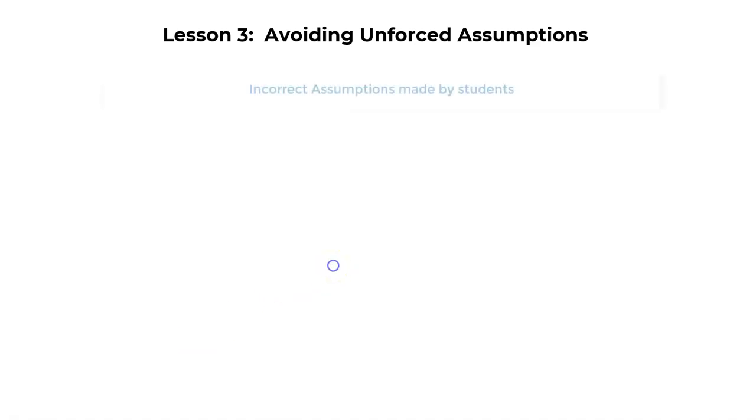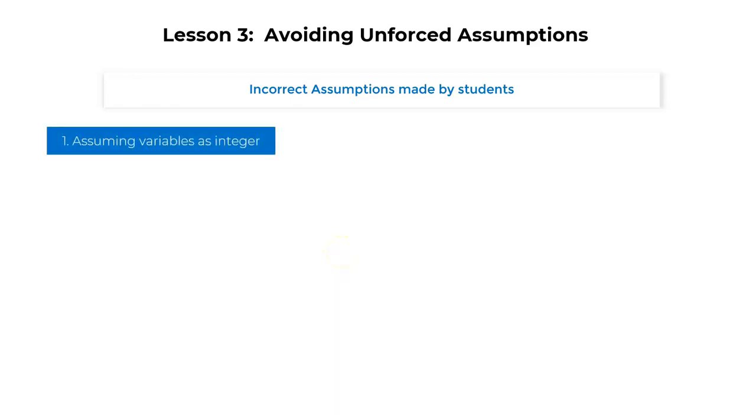Now, to help you understand this, I'm going to take certain examples to help you understand what are some of the incorrect assumptions made by students. Let me start off with the first and the most common mistake made by students, which is assuming variables as integers. To help you understand what I mean by that, I'm going to take a very simple example here. Now, look at this question.